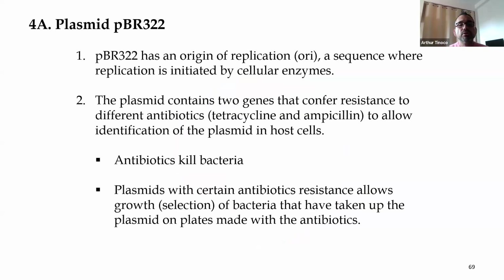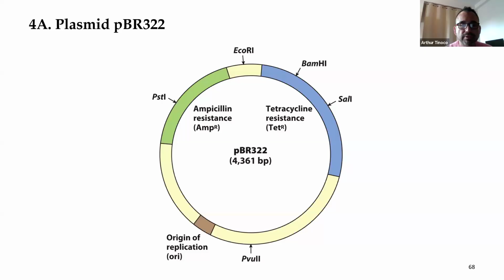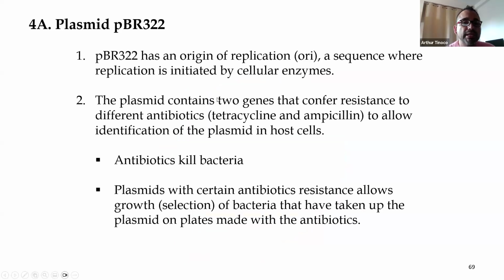So pBR322 has an origin of replication. That was the site down here from this perspective of that plasmid, the sequence where replication is initiated by cellular enzymes. The plasmid contains two genes that confer resistance to different antibiotics, as I mentioned already, tetracycline and ampicillin. This allows identification of the plasmid in host cells. And why is that? Well, antibiotics kill bacteria. Plasmids with certain antibiotic resistance allow growth, selection of bacteria that have taken up the plasmid on plates made with the antibiotics.